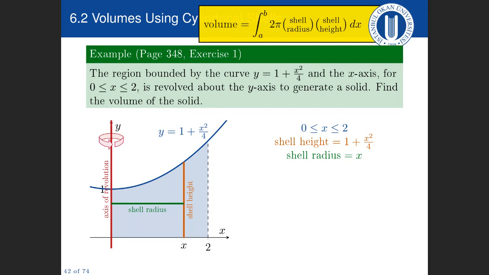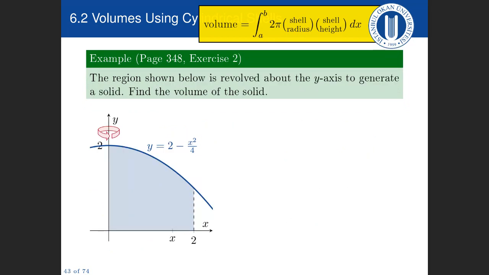If you could understand that much, then you could solve a question using the shell method. Because the rest of this question is just sticking these things into the formula and then calculating the integral, which I'm not going to do. Equal to dot, dot, dot. I'm not going to spend time in this lesson calculating this. Instead, let's do another example.